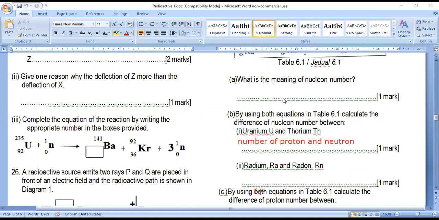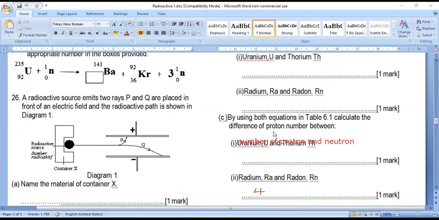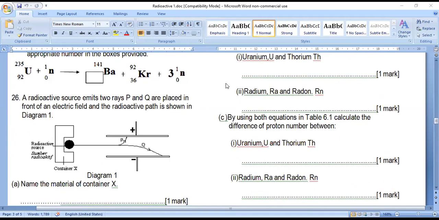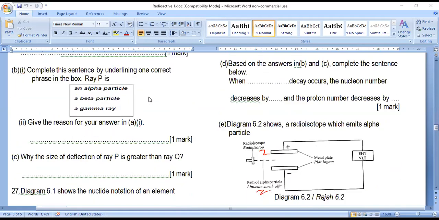4 also. Okay. By using both equations, calculate the difference in proton number. So 92 to 90, 2 also. 88 minus 86, also 2. So here 2, here 2. Now, based on the answer, complete the sentence below. So when alpha decay, the nucleon number decreased by 4 and the proton number decreased by 2.